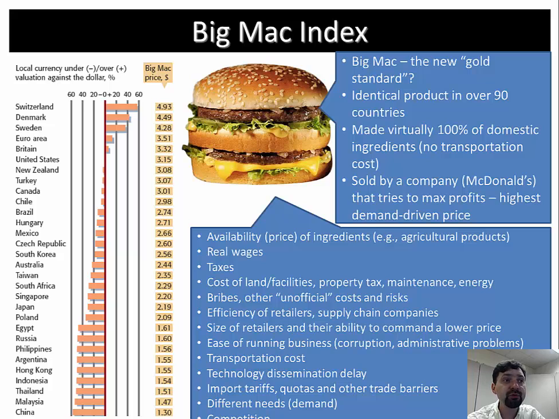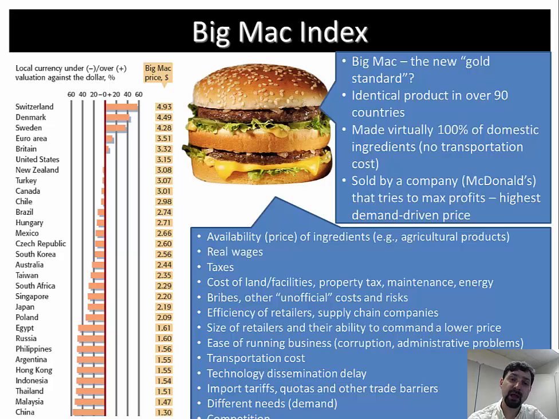So, for example, meat could be cheaper, wheat, flour could be cheaper, and so that can determine the price of the final product. Wages can be different, so a person working in McDonald's in Manhattan is probably making $15 to $20 an hour, but a person working at McDonald's in, let's say, a smaller town in China probably makes $1 an hour, and that could be a reason for a different price.